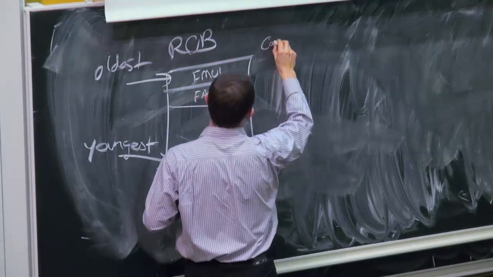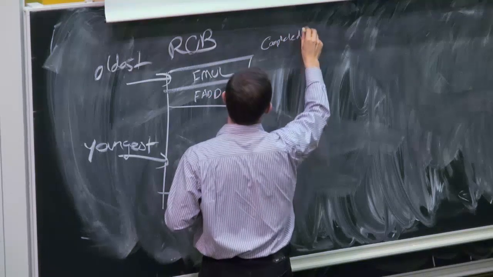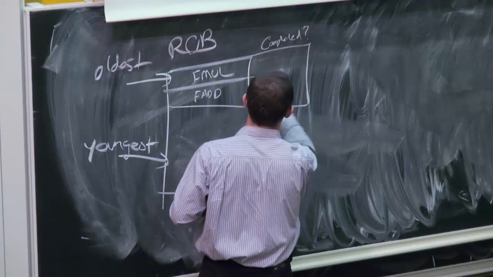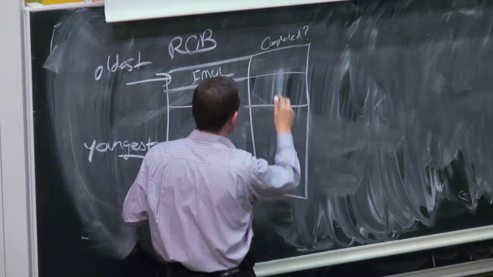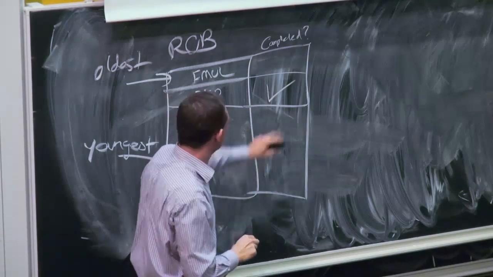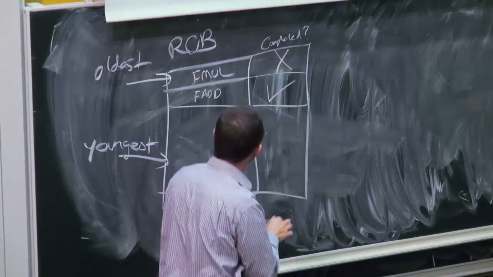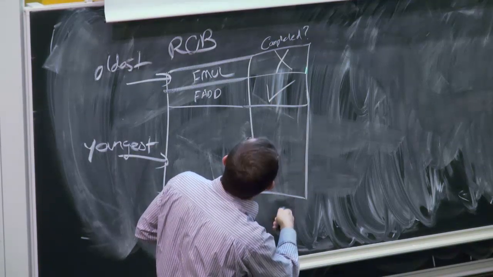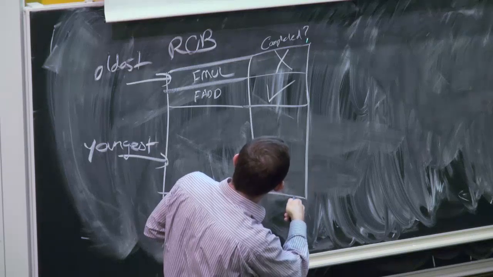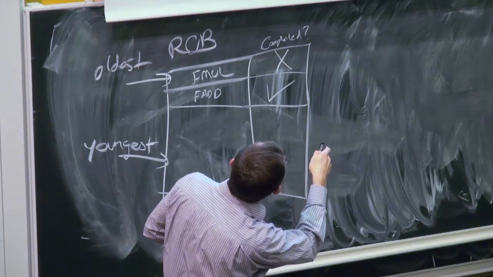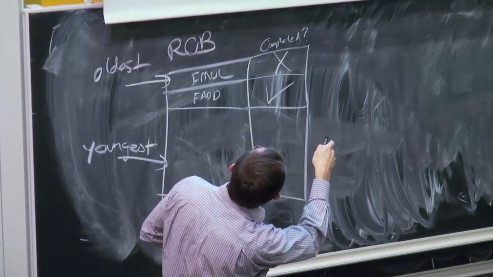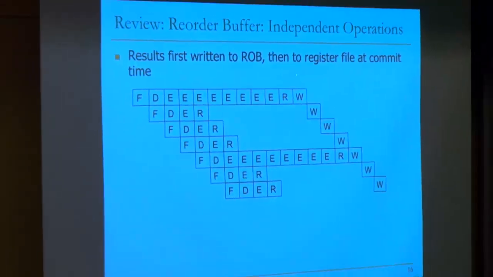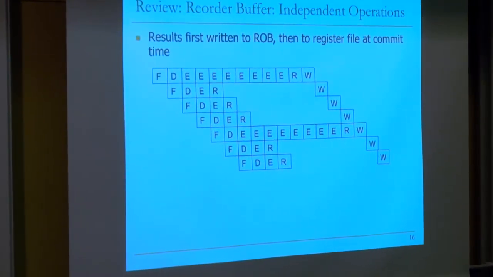And there's a bit that says completed. That's a big bit, but it's a bit. In this case, it is completed, but this one is not completed. For example, in any of these cycles, the state looks like this for the top two entries in the reorder buffer. But when this floating point multiply writes its result into the reorder buffer at the end of this cycle, this completed bit gets set.